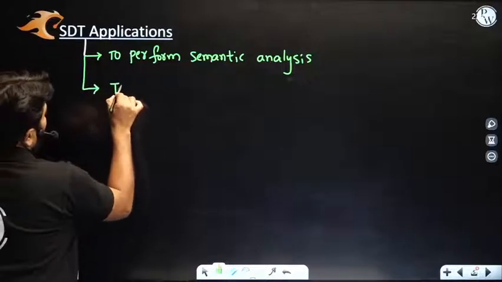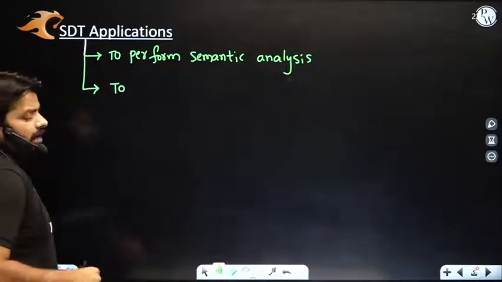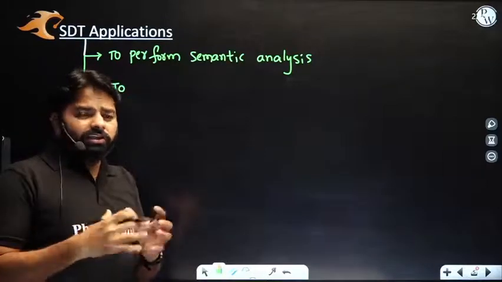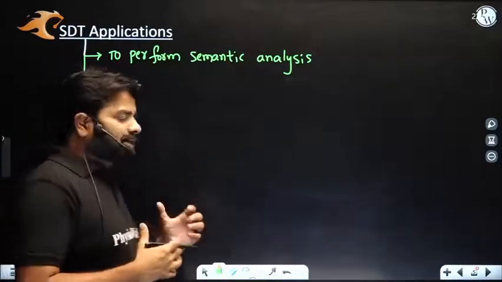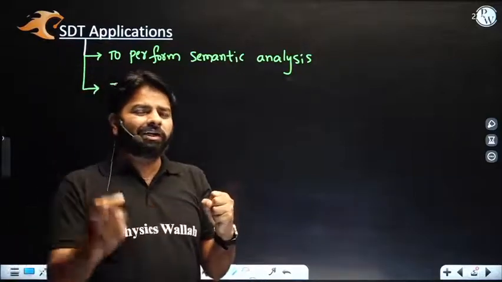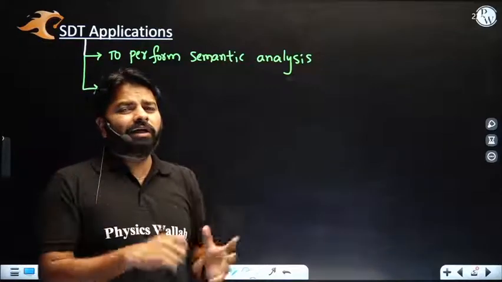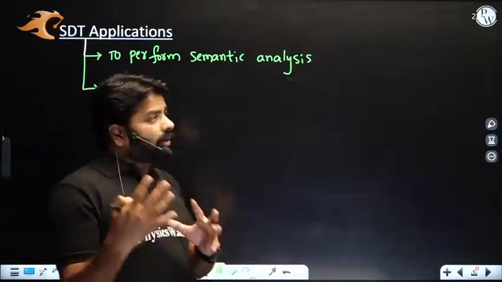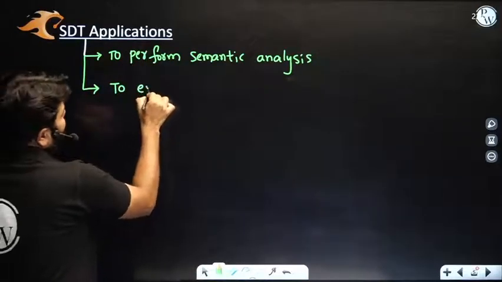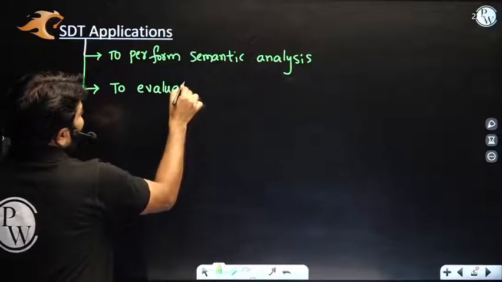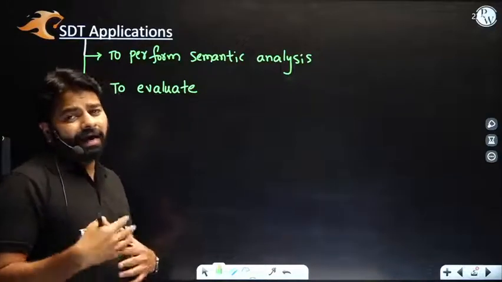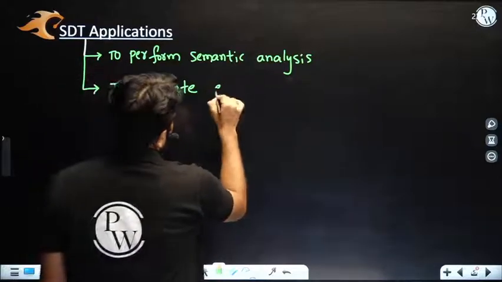And if you want to evaluate any expression, you have written the grammar for generating expressions. Suppose you are generating A plus B. Then if you want to understand what A plus B is, is it concatenation of A and B or is it addition of A and B? To understand it, you can use the SDT to evaluate. You can evaluate the inputs and see the output. Are they concatenating or are they adding? To evaluate expressions.